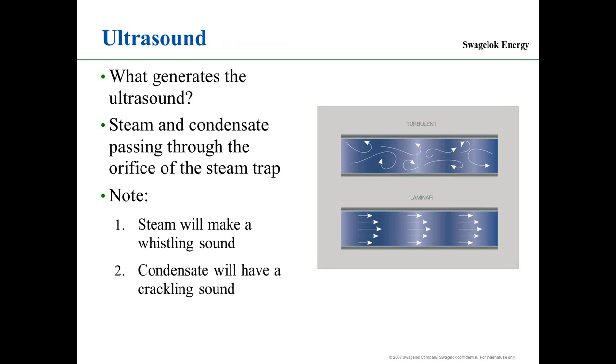Just a tidbit: what generates ultrasound is steam and condensate passing through the orifice of a steam trap. It's not what you see down here, a laminar flow. It's a turbulent flow. And that turbulent flow generates a high-frequency ultrasound, and that is what you're picking up with the unit.